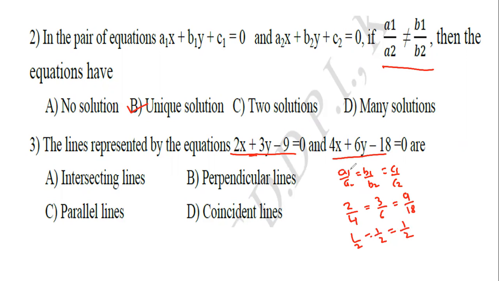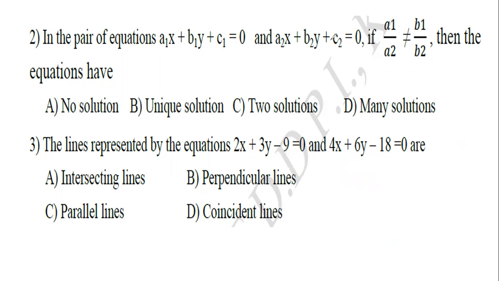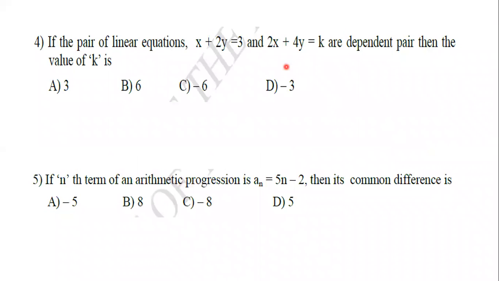All are equal. a1 by a2 is equal to b1 by b2 is equal to c1 by c2. Then the lines are coincident lines. So which option is right? Option D is correct. Next sum. Fourth one.